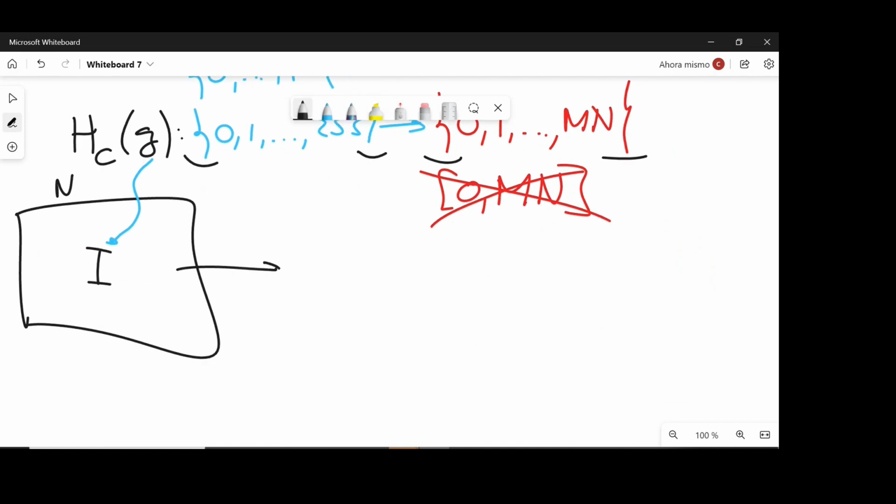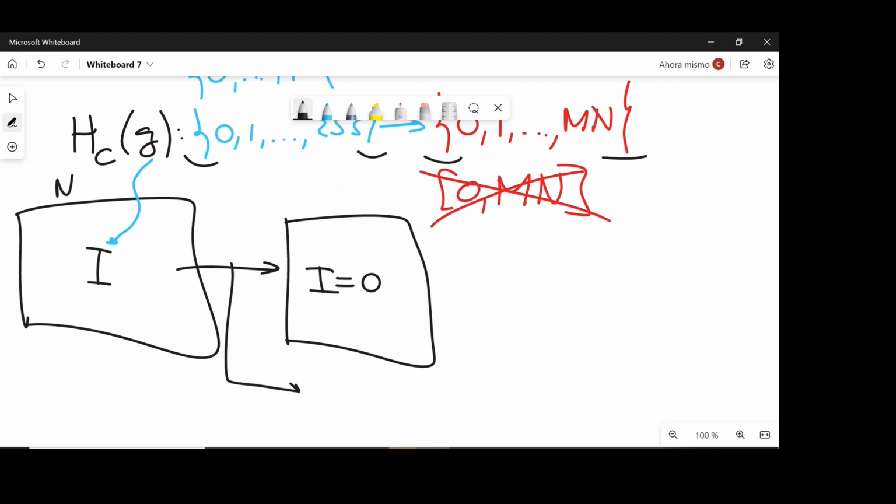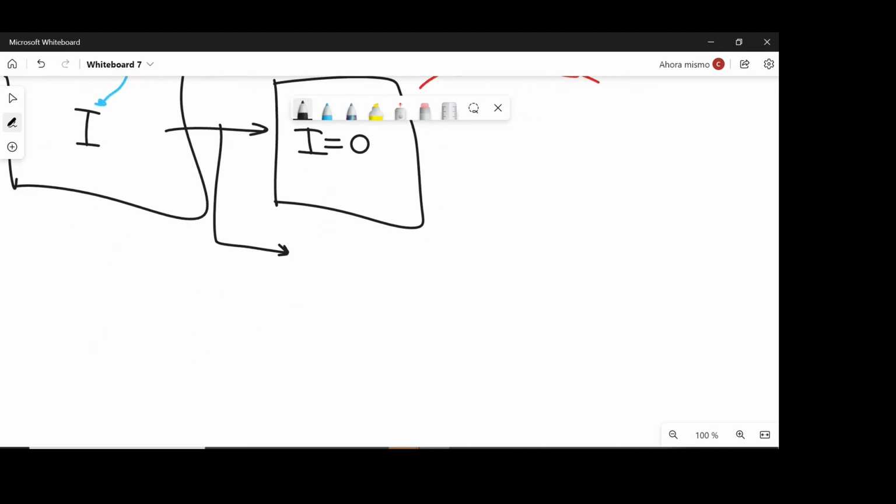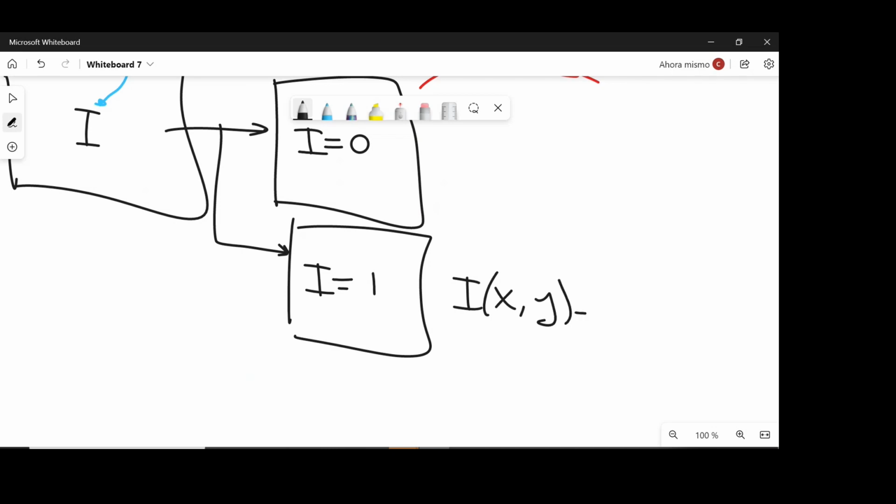So I will separate what is the image where it is equal to 0. Is the image where the image is equal to 1. Okay, so this is a kind of loose notation. If you want to be very correct with the notation, you can use x, y is equal to 1, or the spatial coordinate is equal to 1.